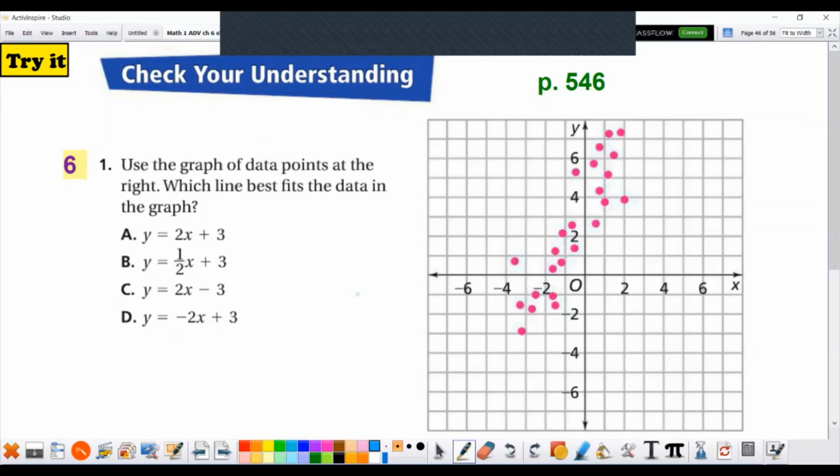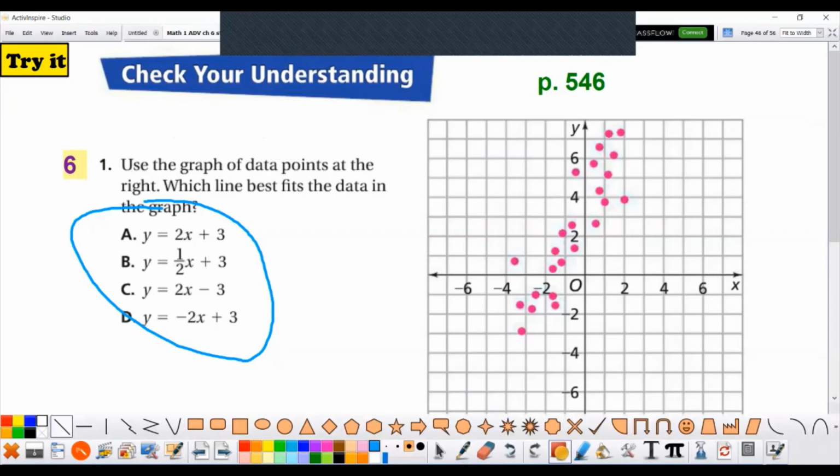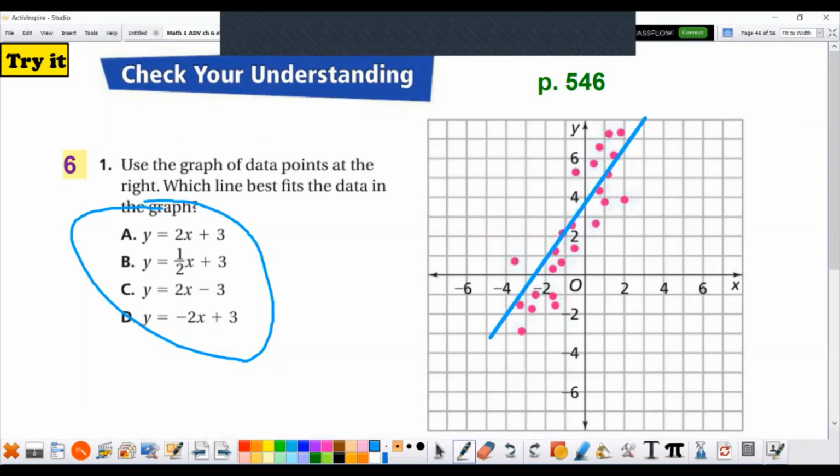Check your understanding. Okay, you guys try this one. Multiple choice. Which one of these is the best line? I'll give you a moment. Okay, let's see what you got. I want to put a line in here. Well, it's kind of hard to do, isn't it? Yeah, it's a lot of dots, but it does look like it's positive. It's definitely going up. So as I look over here, I can already say, well, it can't be that. This one has a negative, so that guy's out.